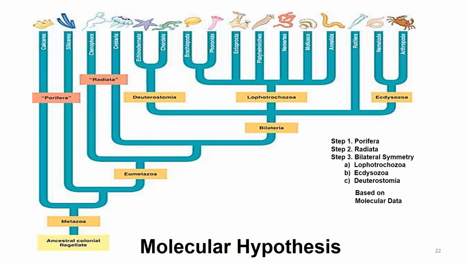In the next few chapters, we will look at the molecular hypothesis for animal classification. We will start with porifera, which are asymmetrical and lack true tissues, move on to radiata, which are radially symmetrical and have true tissues, and then we will finish off in the clade bilatera, which has bilateral symmetry and are deuterostomes and protostomes.